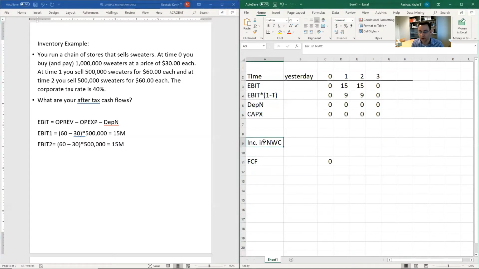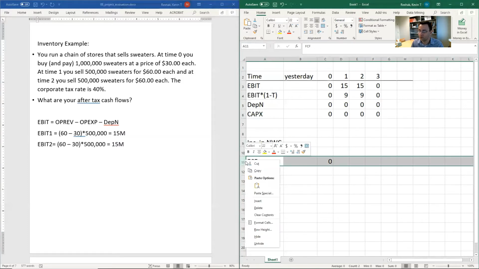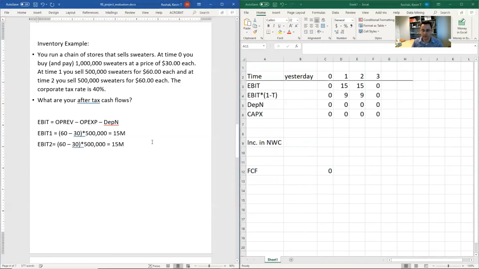What happens to our net working capital? Well, net working capital, remember, is your operating current assets minus your operating current liabilities. In this case, we only have one such account. We just have our inventory, our sweater inventory. That's it. We don't have any accounts payable, accounts receivable, anything else that would show up here. No prepaid expenses or whatever. We only have one account, inventory.